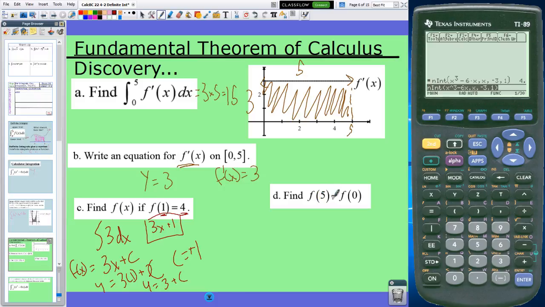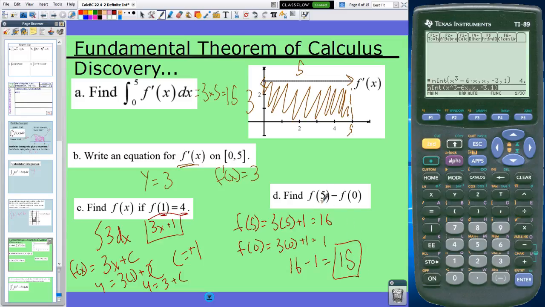Now, find f of 5 minus f of 0. So f of 5, if my equation f of x is 3x plus 1, f of 5 is going to equal 3 times 5 plus 1, which is 16. And f of 0 would be 3 times 0 plus 1, which is 1. So if you subtract those, 16 minus 1 is 15. And hey, f of 5 minus f of 0 is 15, and also the integration was 15.